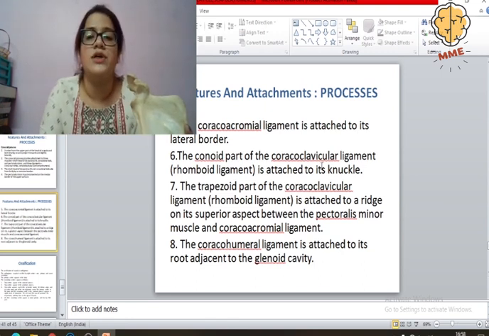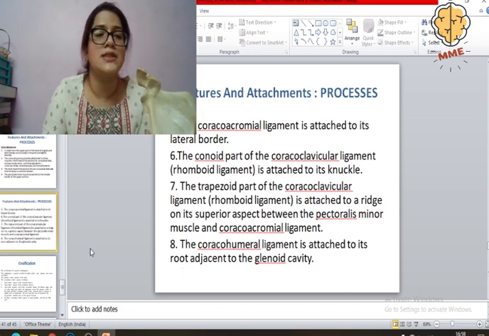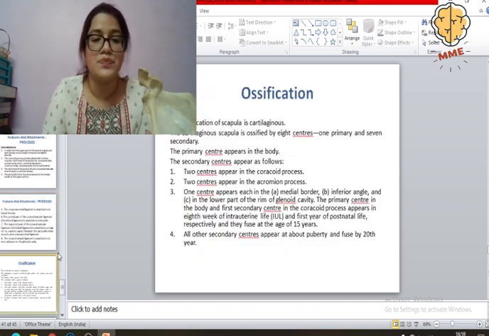Conoid part of the coracoclavicular ligament is attached to its knuckle. The trapezoid part of the coracoclavicular ligament is attached to a ridge on its superior aspect between the pectoralis minor muscle and the coracoacromial ligament. The coracohumeral ligament is attached to its root adjacent to the glenoid cavity.